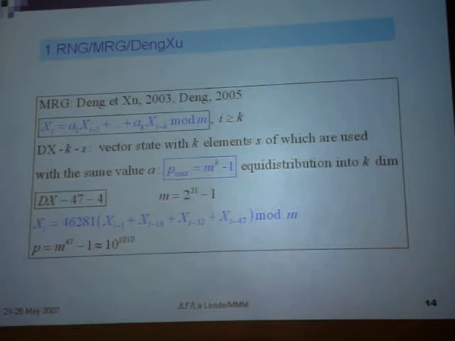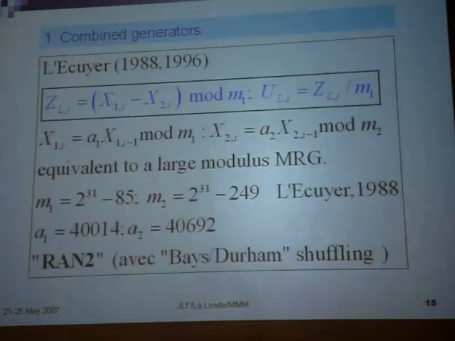I gave you also in the appendix the DX-1597. This has a period 10 to the power 10,000. So this is a choice you can make, and I'll give you the website address and then you can download this kind of generator.